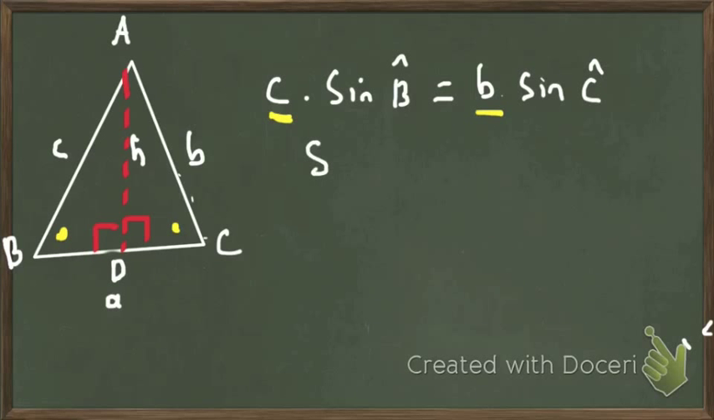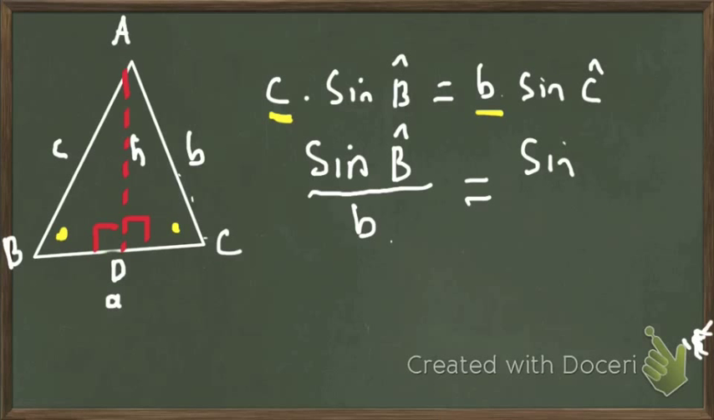What do I get? I'm going to get the sine of B over b, because the b is moving from the other side, equals the sine of C over c. Oh, that's quite clever. So that says the sine of an angle divided by the side opposite it is equal to the sine of another angle divided by the side opposite it. And that's essentially the proof of the sine rule.